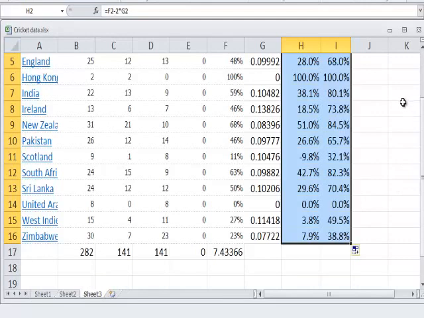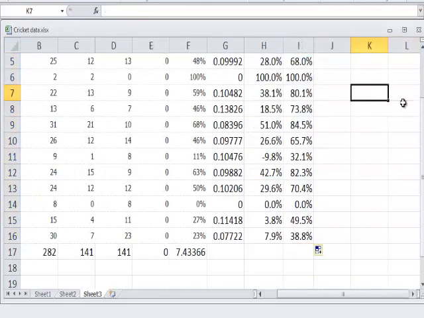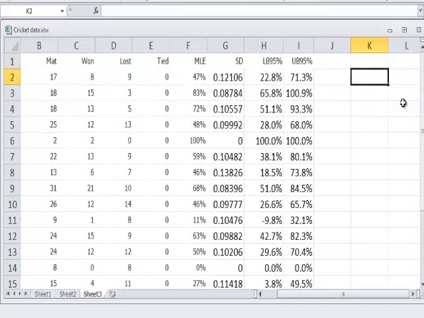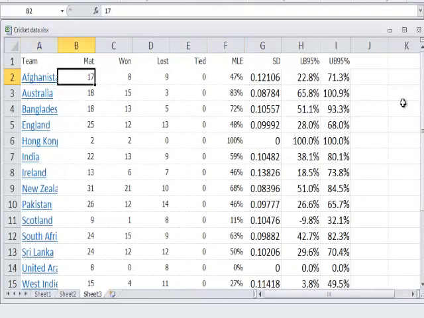All right, now this is what the conventional inference tells us. Conventional inference tells us that Afghanistan has a probability of winning which is between 22.8% and 71.3%. This is the 95% confidence interval.